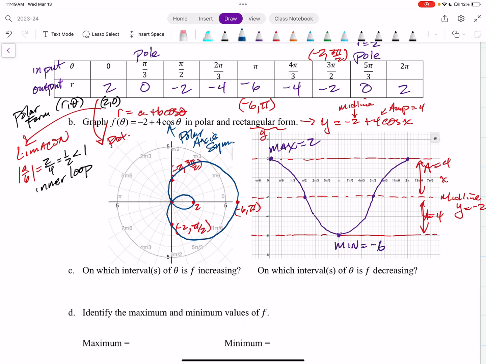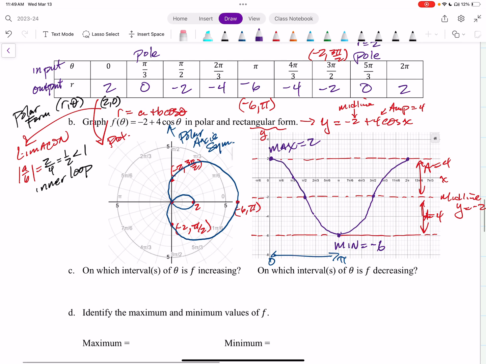So from 0 to pi right here, I notice that it's decreasing. Oh, you know what? Let me stop. Got to dig a little deeper here. It should have gone through pi thirds on the x-axis. So let me draw this curve again here. I'll explain why in a minute. It should go right through here because when theta is pi thirds, r is 0. There we go.